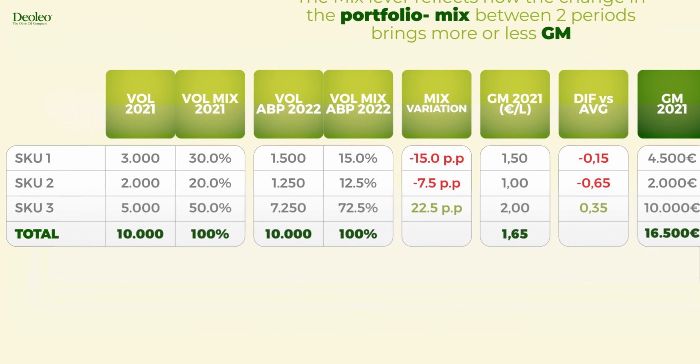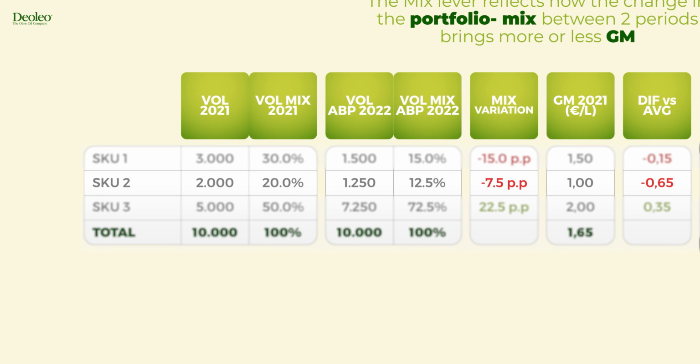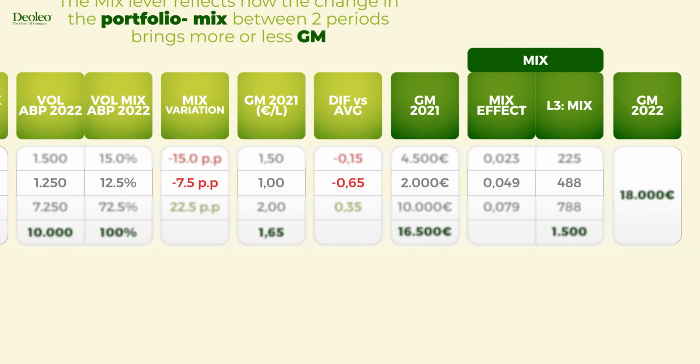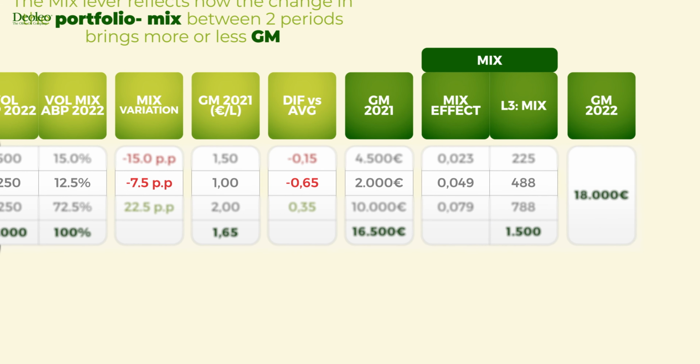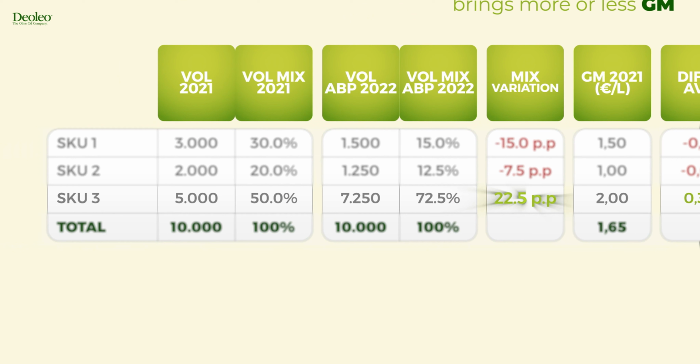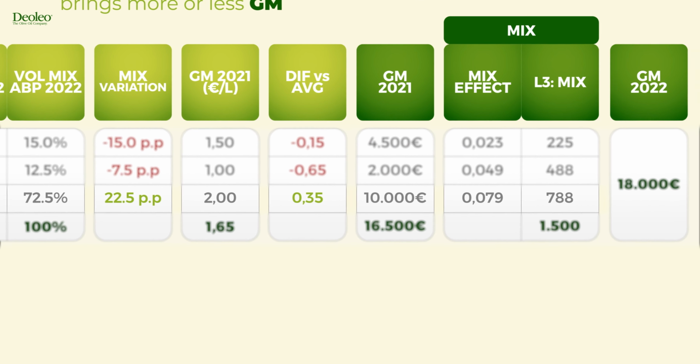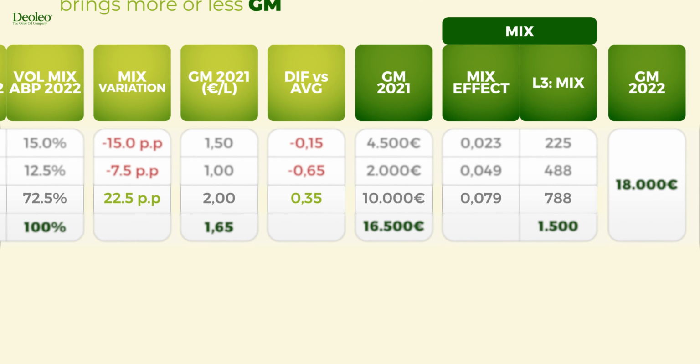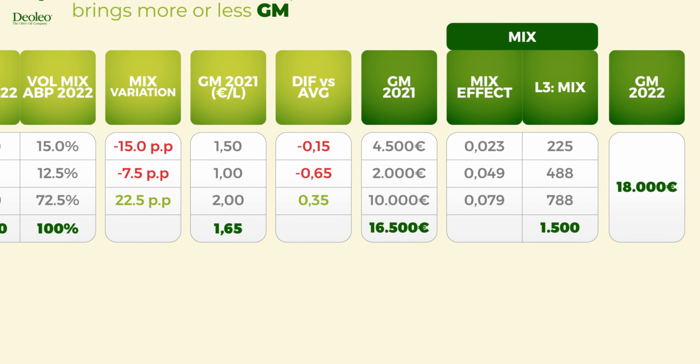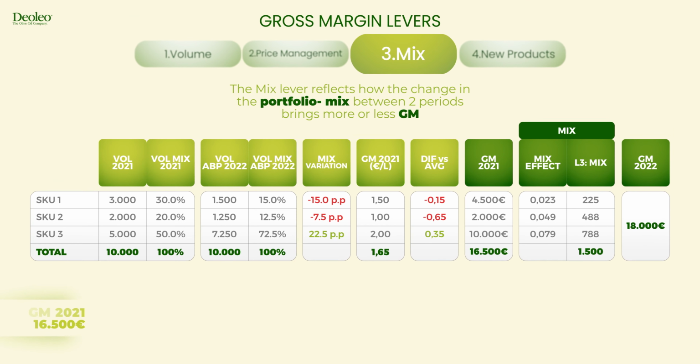If we look now to SKU 2, the loss of 7.5 percentage points will add €488. On the other hand, the gain of 22.5 percentage points of SKU 3, the one with highest profitability, will contribute positively in €788 to the final gross margin. The sum of the contributions of the 3 SKUs in the portfolio goes up to €1,500, the extra margin we are gaining in 2022 because of the good management of the mix.